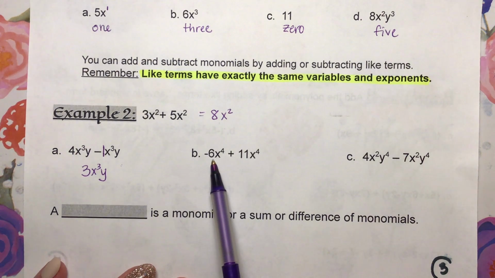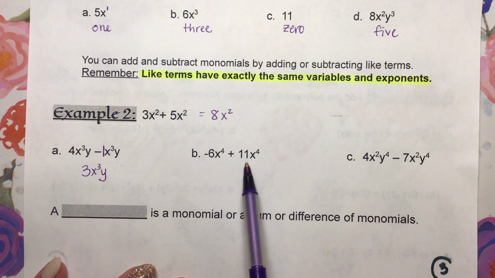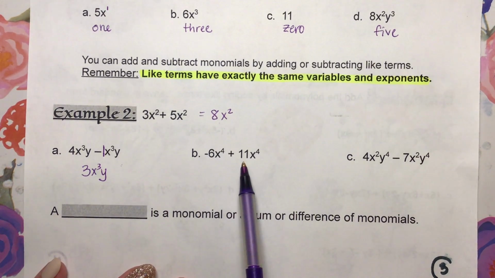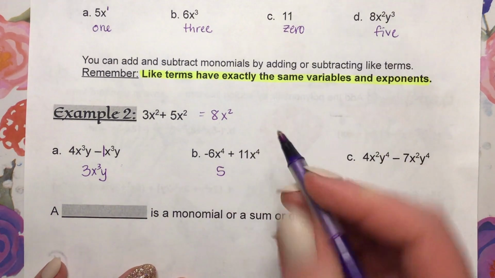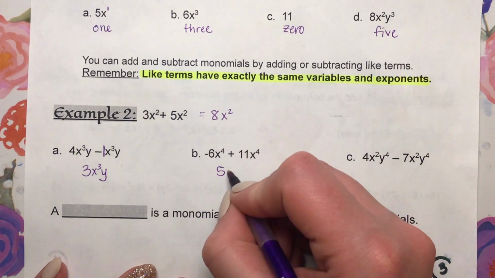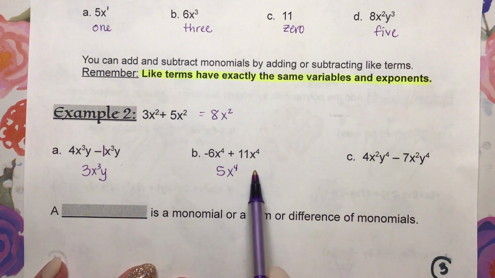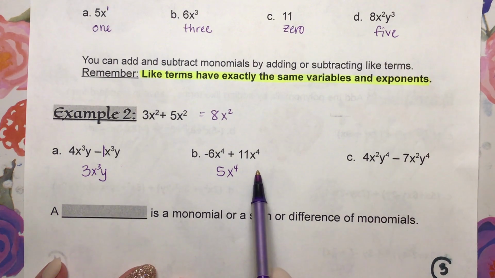In example B, I have negative 6x to the fourth plus 11x to the fourth. All right, I have a negative 6 plus 11. So that's going to become positive 5. And then the x to the fourth is staying the same. Once again, this will not become x to the eighth. It is not x to the eighth. And that's because I am adding the two expressions. If I were to multiply them, that's when the exponents will change around. But when I'm adding like terms, the variables stay the same.